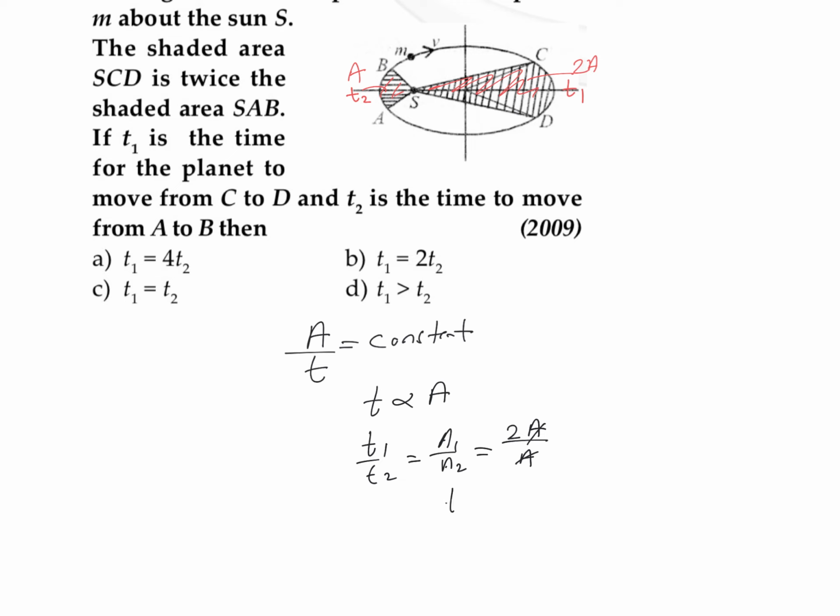So we can write T1 divided by T2 is equal to 2, or you can write T1 is nothing but 2 times T2. We don't need much calculation. You can directly say that as the area is 2 times, definitely the time will also be 2 times that of time T2.